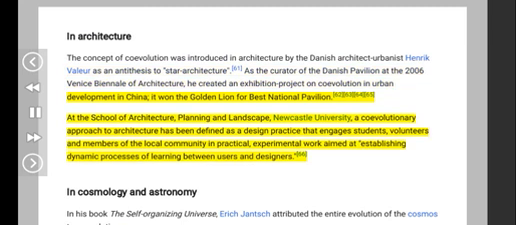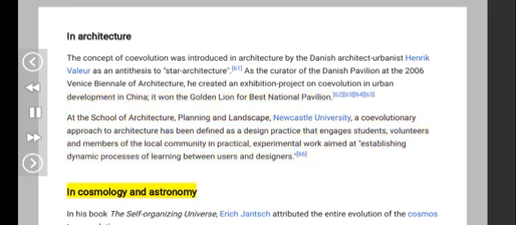At the School of Architecture, Planning and Landscape, Newcastle University, a coevolutionary approach to architecture has been defined as a design practice that engages students, volunteers and members of the local community in practical, experimental work aimed at establishing dynamic processes of learning between users and designers.